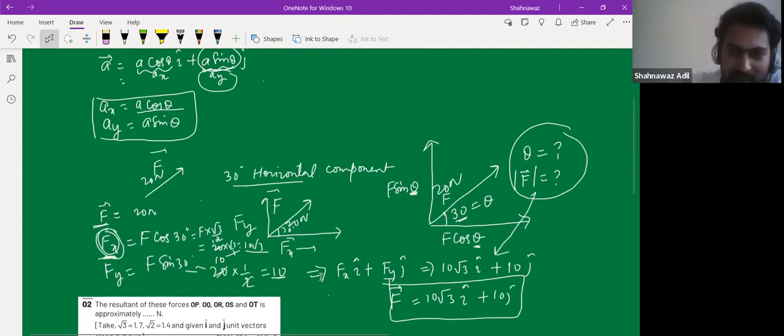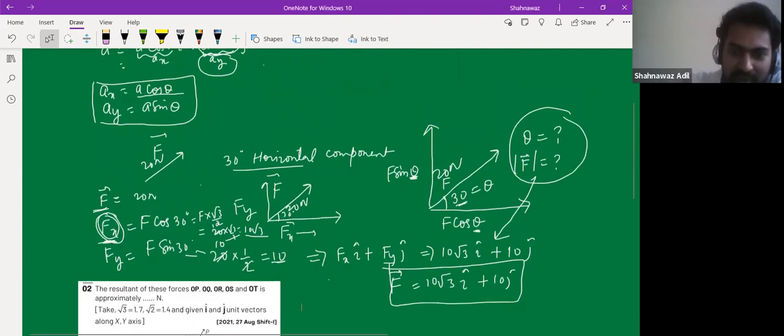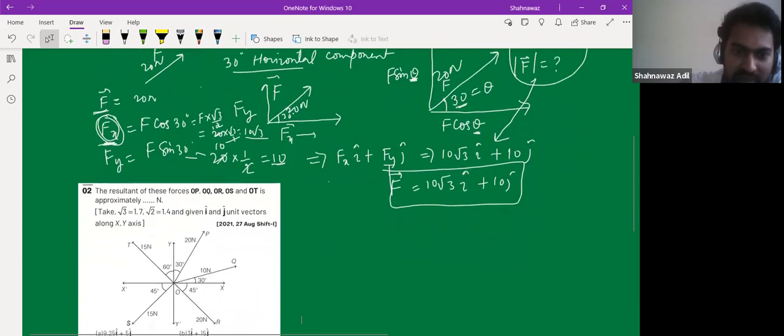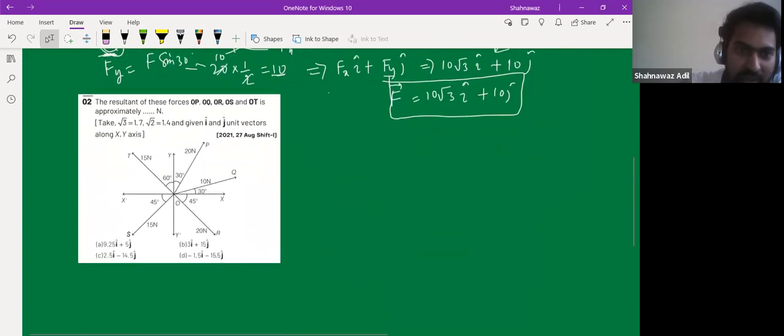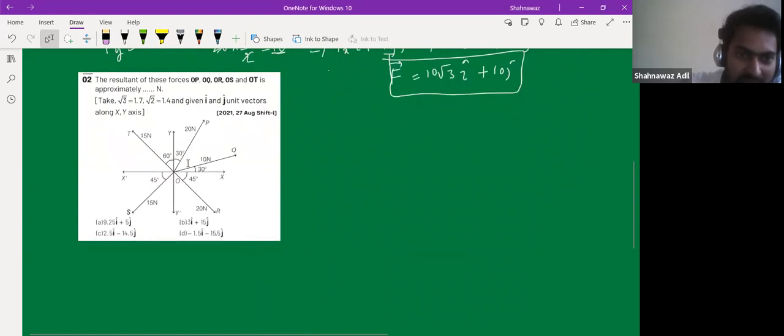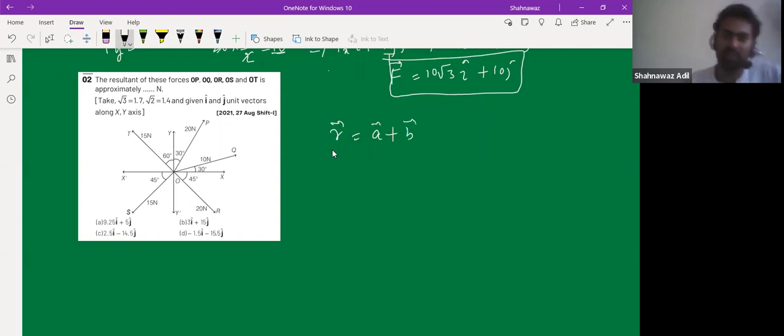Okay. So now we will try to solve this question. This is a very complicated looking question, but we'll dissect this in many parts and then we will try to solve this question. So you already know what the resultant of two vectors is. This is A plus B. And here in this question, this is asking the resultant of these forces OP, OQ, OR, OS, and OT.